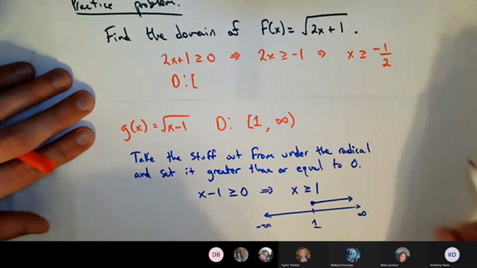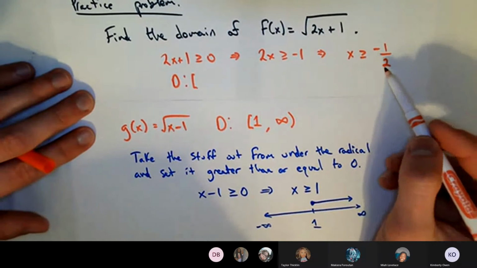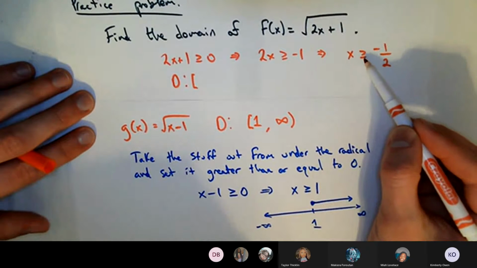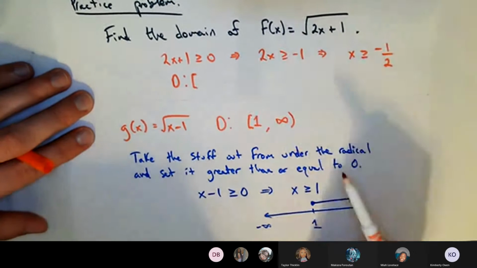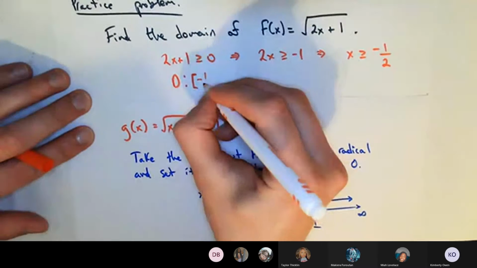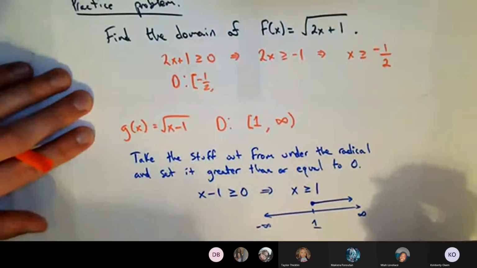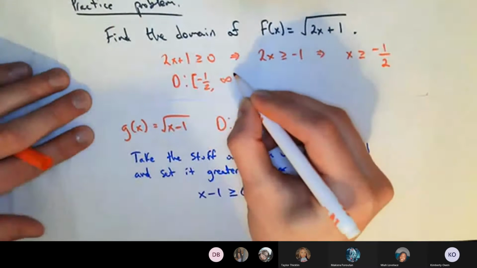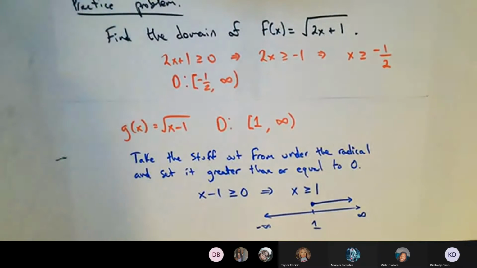So from here, if x is greater than or equal to -1/2, since it says or equal to, that's why I'm using a bracket to say that I'm including that value. And all the numbers bigger than that are just going to go off to infinity. There we go. So there's one of those.